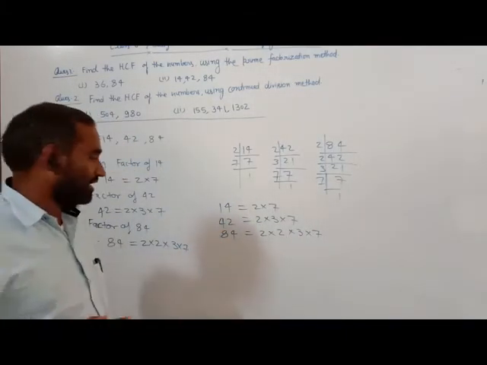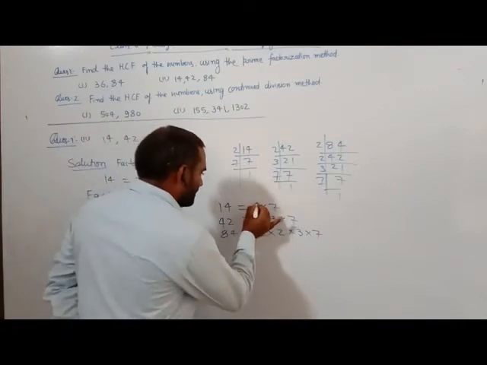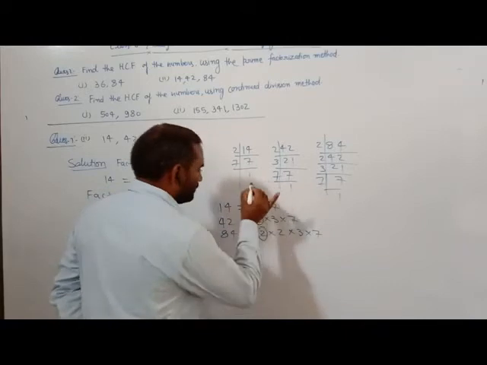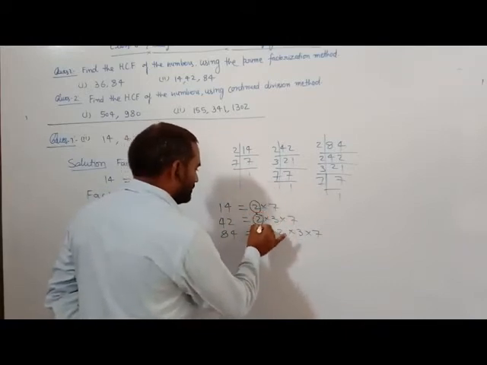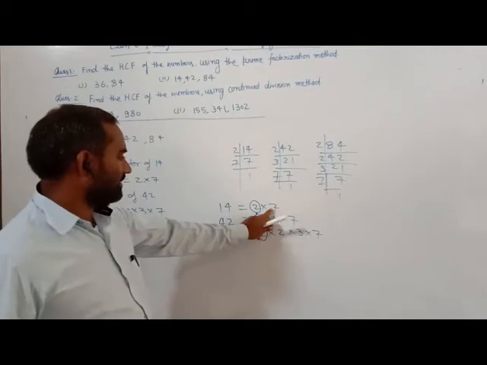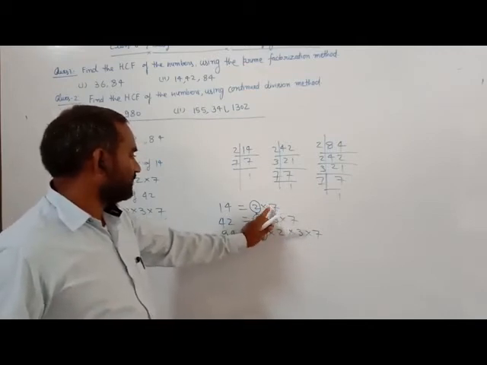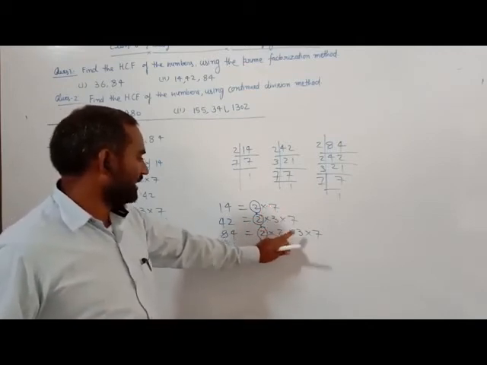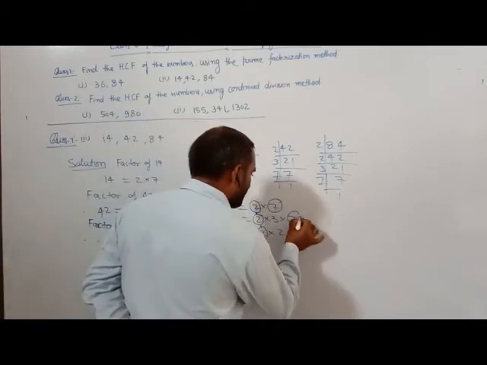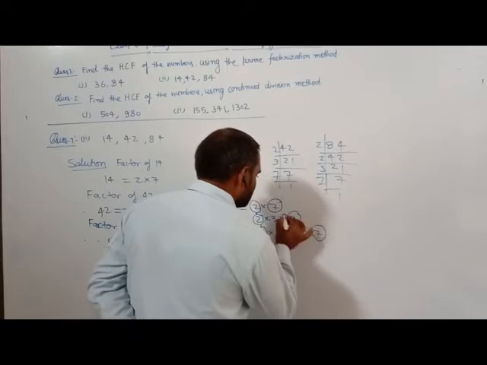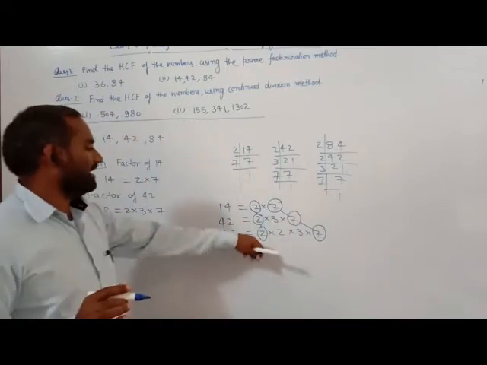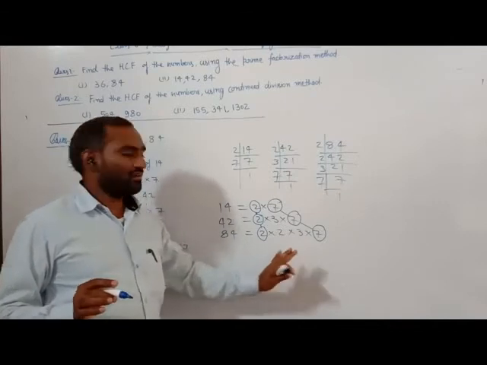and 84. There are two 2s, and this first 2 is common. These are common. And now 7 is present in 14, 42 and 84 also. This 7 and this 7. These are common. I know any other factors are not common.